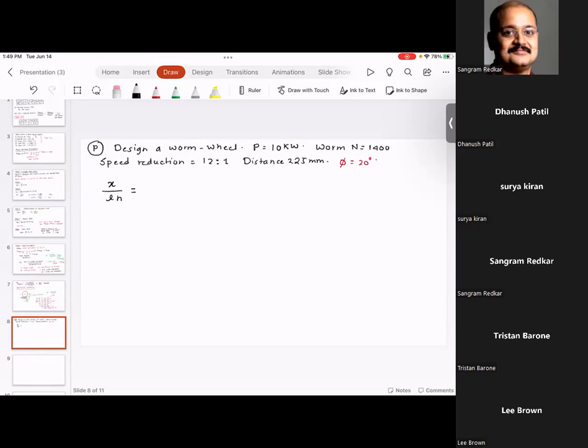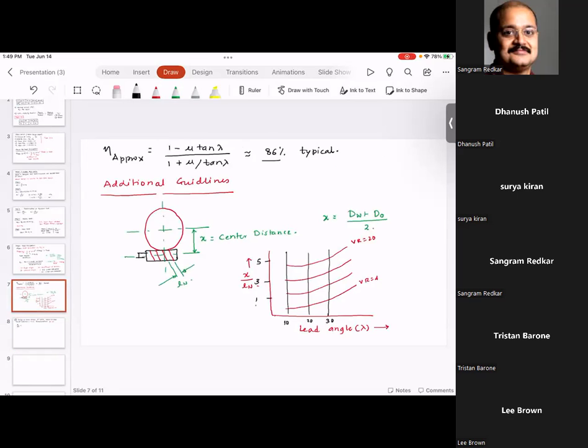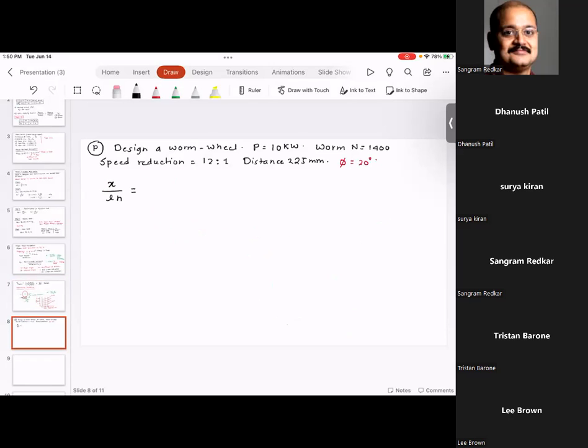And the idea is we want to find out x divided by ln to be as low as possible. This ratio can be determined from the chart that we have over here. We have one more equation that we can use, which is dw plus d wheel divided by 2 is equal to 225. So I just want to give you this x divided by ln.